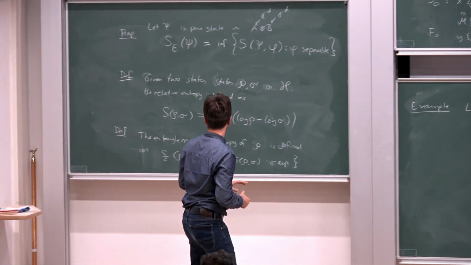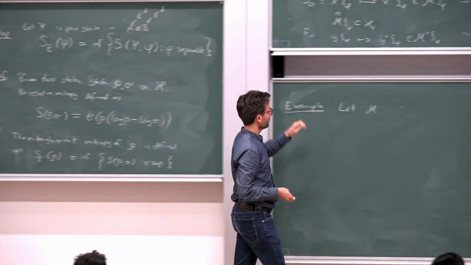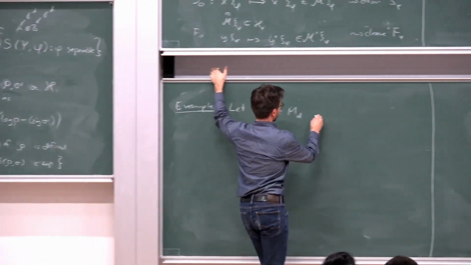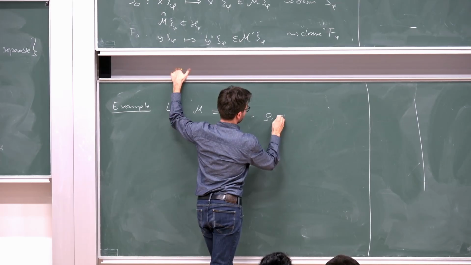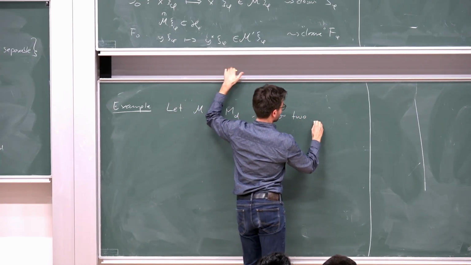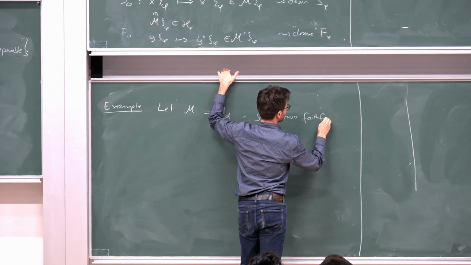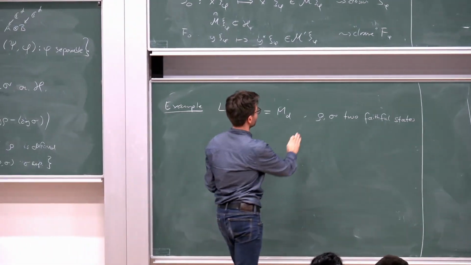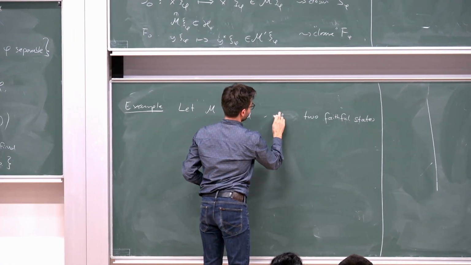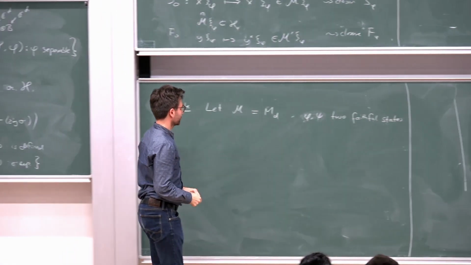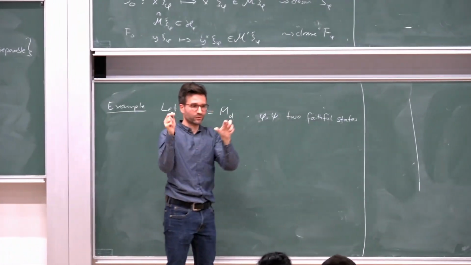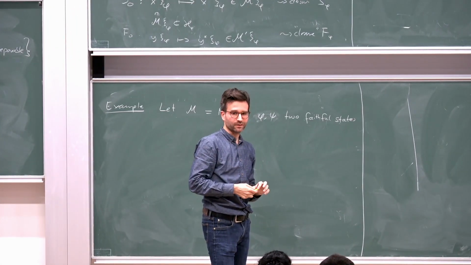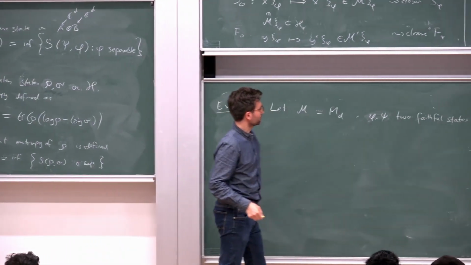So what do we want to do? We want to compute this one here in finite dimension. So let this be like M_d, and we have two states. Let's call them phi and psi, but they are faithful states, so they correspond to density matrices, which have non-zero entries on the whole diagonal. Okay, so that is what we have here.